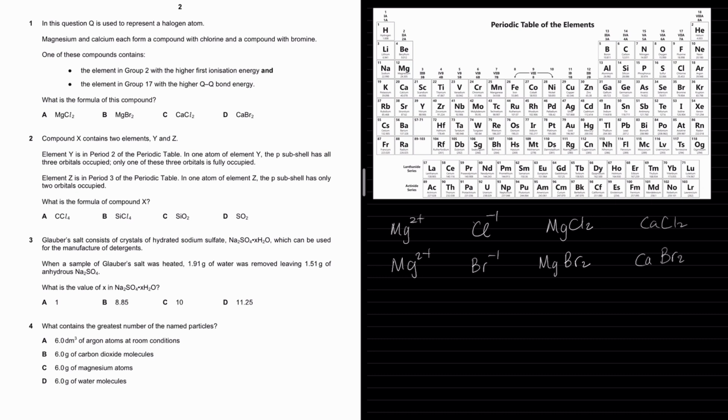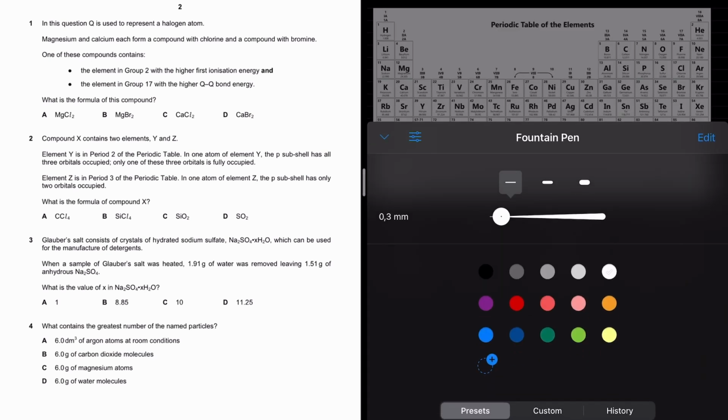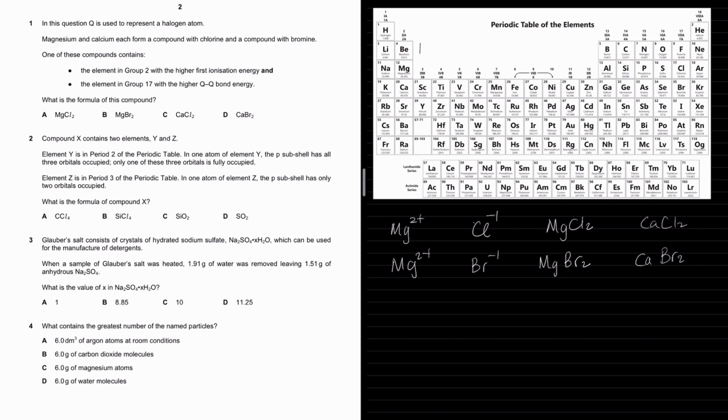So they say the element in group 2 with the higher first ionization energy. We need to remember the trend for ionization energy. Ionization energy is the energy required to remove the outer electron from an atom in the gaseous state. So what is the trend? We know that ionization energy decreases as we go down a group. So calcium is going to have a lower ionization energy than magnesium because calcium has an extra orbital.